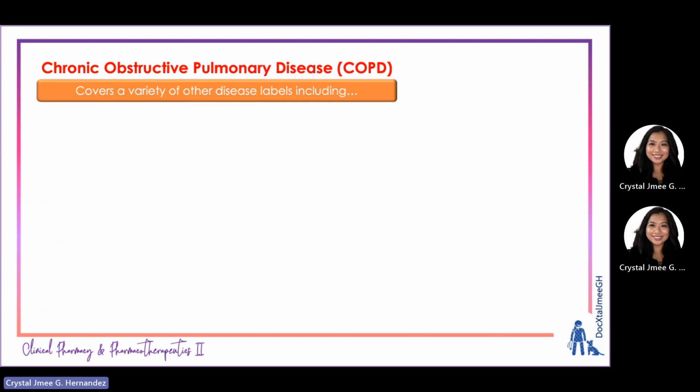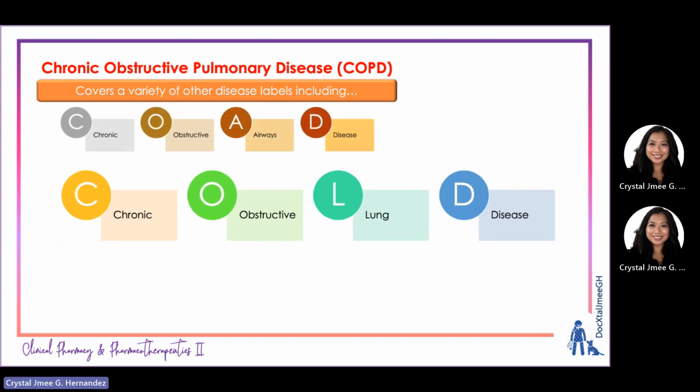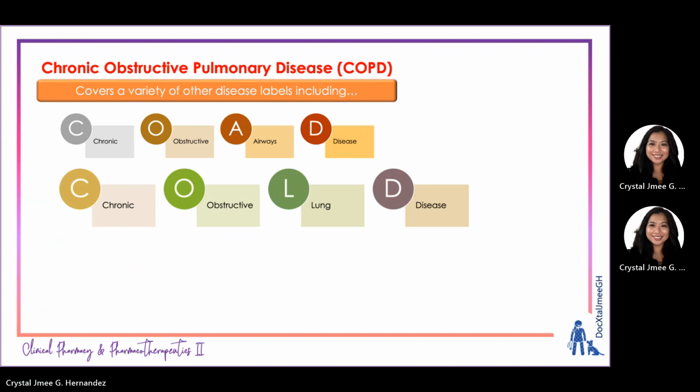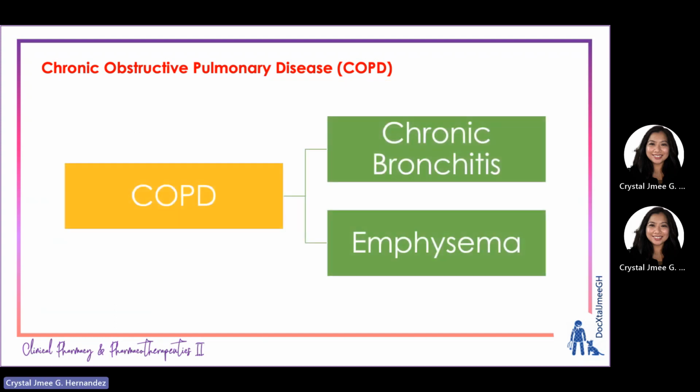COPD covers a variety of other disease labels, including COAD, or what we call chronic obstructive airways disease. It also includes COLD, or the chronic obstructive lung disease, and likewise chronic bronchitis and emphysema. So as we all know, there are two principal conditions included when COPD is being discussed. We have, of course, chronic bronchitis and emphysema.